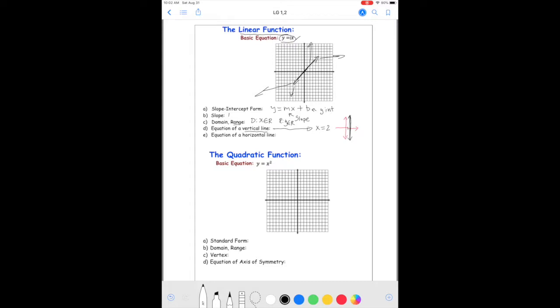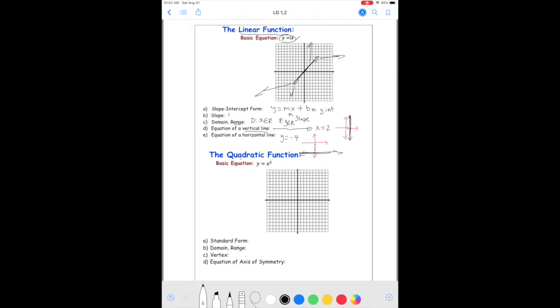Now, if we look at a horizontal line, that's the line going horizontally, it's going to be y equals a number, let's say -4. So let's look at that. Okay, so we know the y-axis is up and down, so it's 1, 2, 3, 4, and it's a line like that.